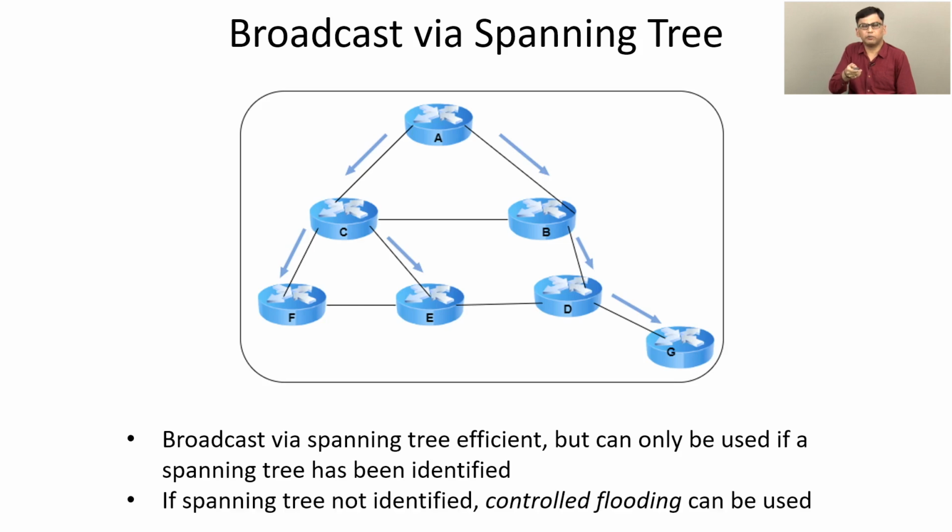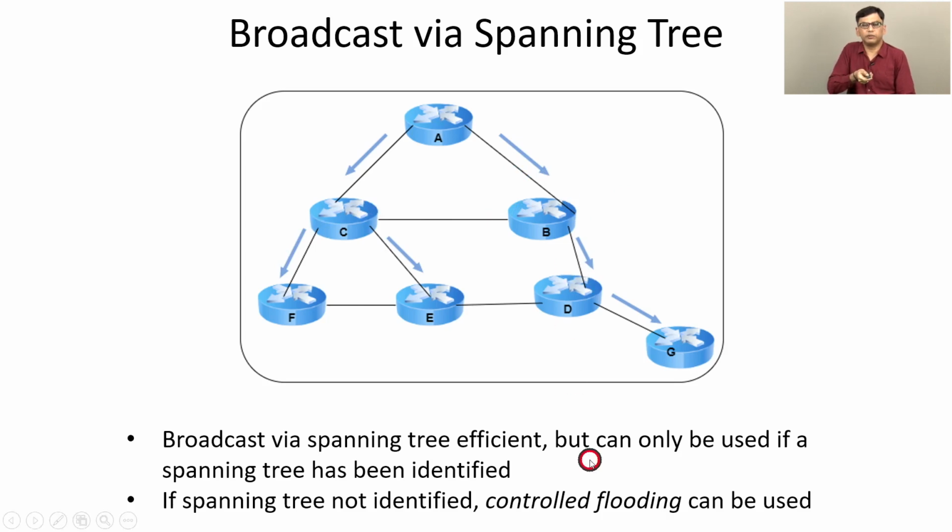If a spanning tree has not been identified, then a process called controlled flooding can be used, where A sends a copy of the packet to every neighbor, and then every neighbor sends a copy of the packet to every other neighbor, and so on and so forth. So a copy of the packet reaches all the nodes in the network eventually.